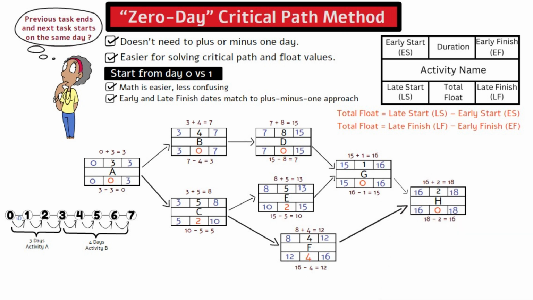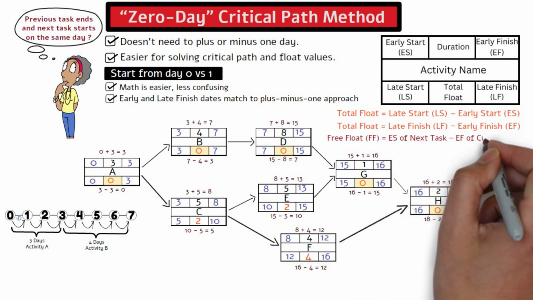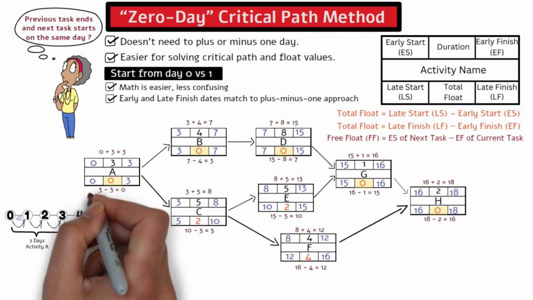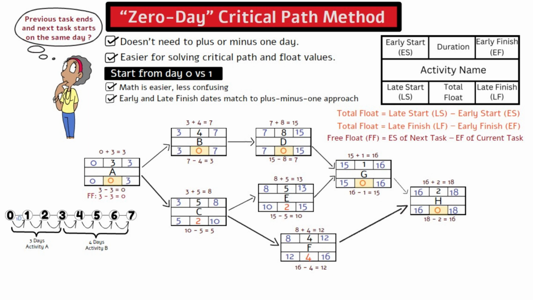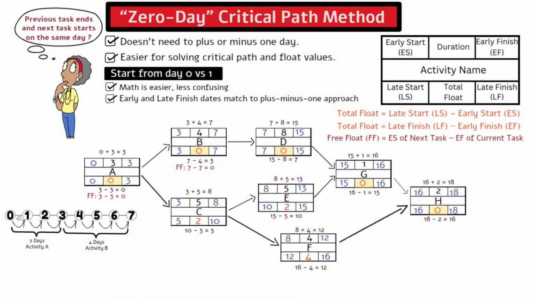To calculate the free float, you can simply take the earliest start of the next activity minus the earliest finish of the current activity without making minus 1 day adjustments. So the free float for activity A is 3 minus 3 equals 0. The free float for activity B is 7 minus 7 equals 0.